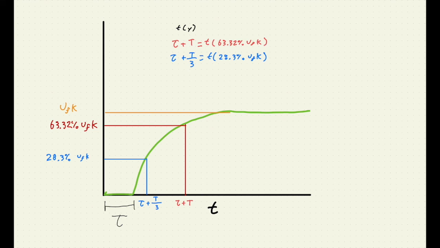Here we define the inverse function of the response, t of g in that case, and if we evaluate t at 63.32% of the final value, it will be equal to tau plus the t parameter, and if we evaluate the function t of g at 28.3% of the final value, it will be equal to tau plus t divided by 3. We solve this system of equations and we can finally find the response we were waiting for.